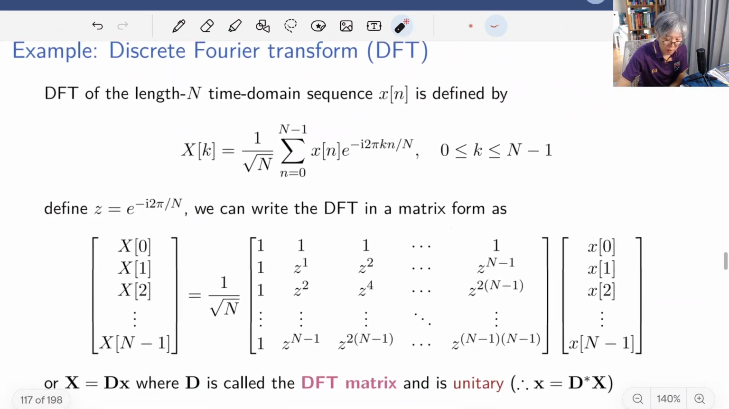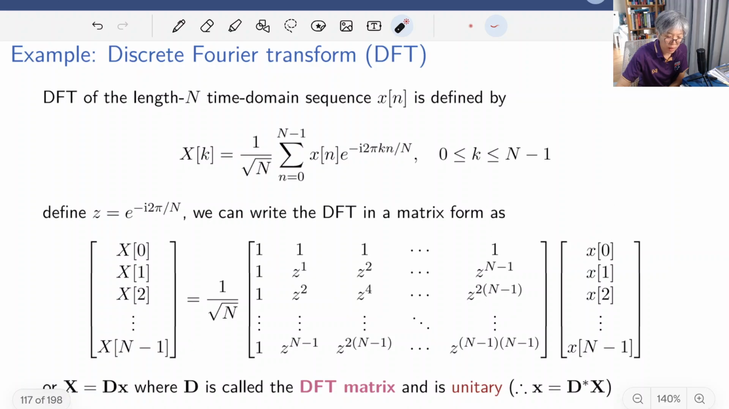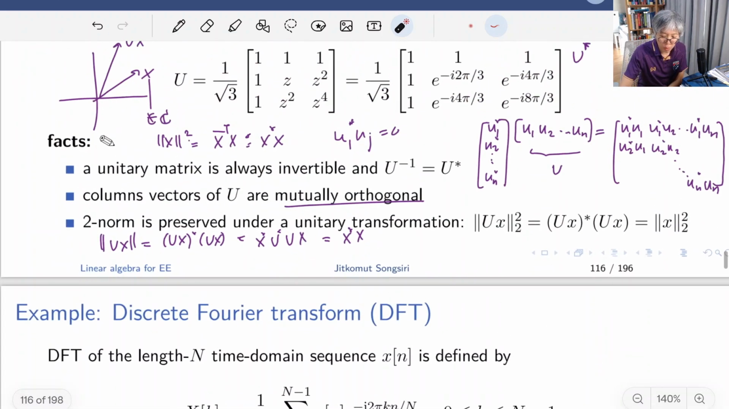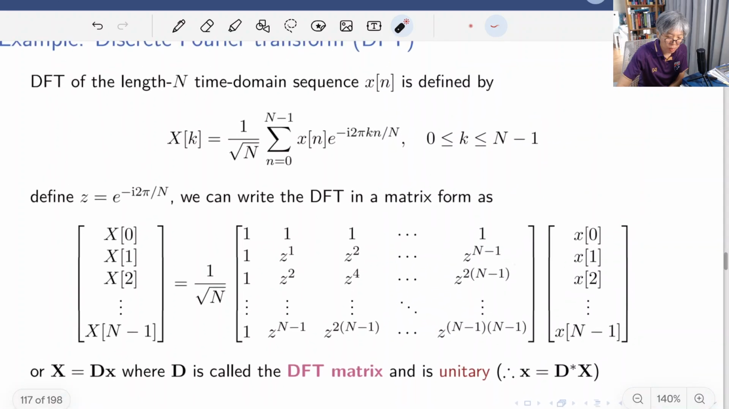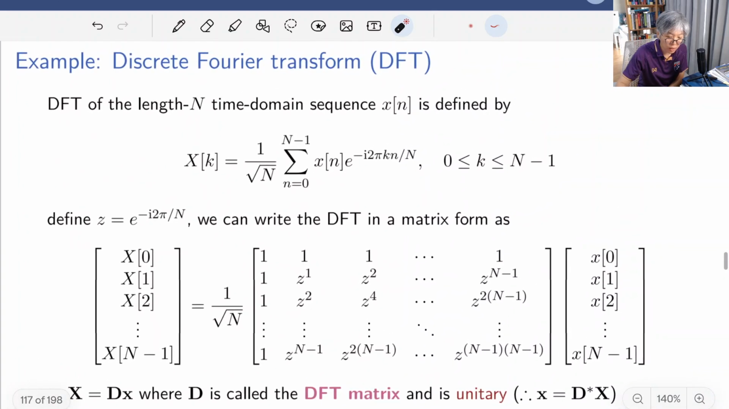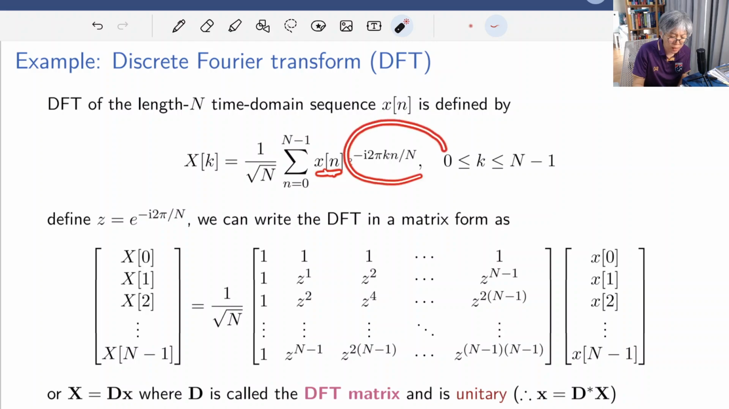Let's see an example in detail. In the previous slide, I gave you this matrix and showed that it is unitary. That happens to be a special case of the discrete Fourier transform, or DFT. Suppose you have a discrete time signal xn. This is what we call the discrete Fourier transform. We take the sum of xn times this exponential term.